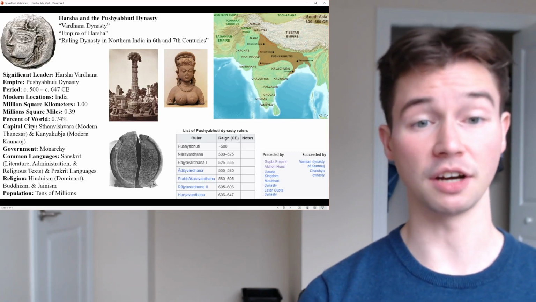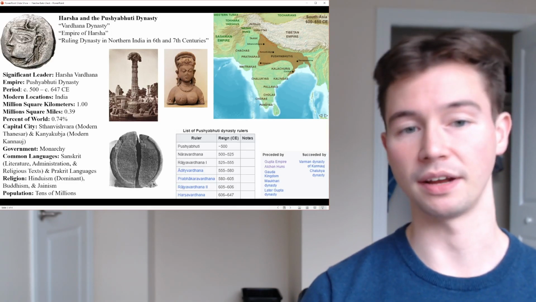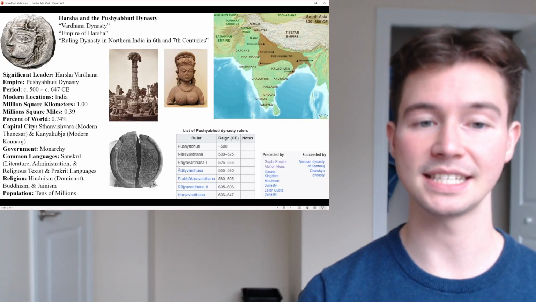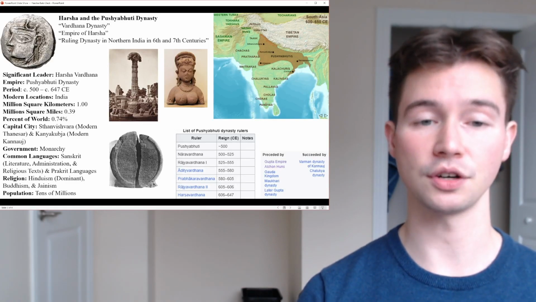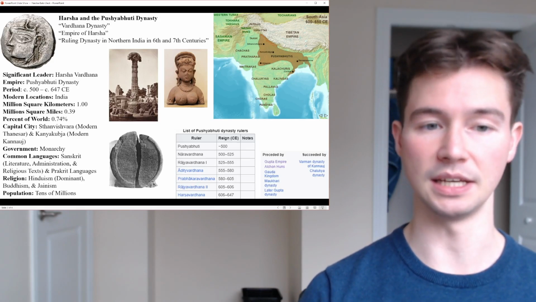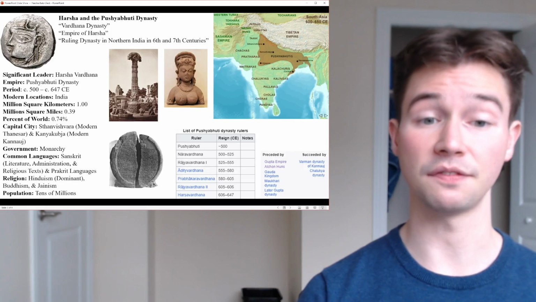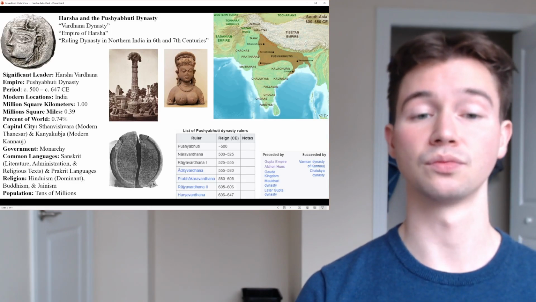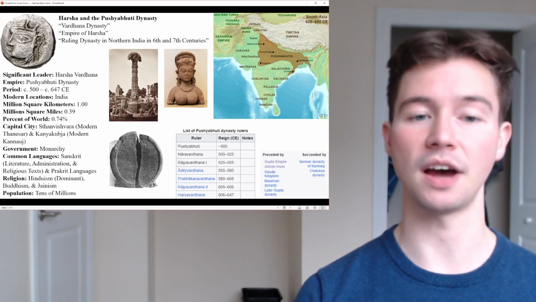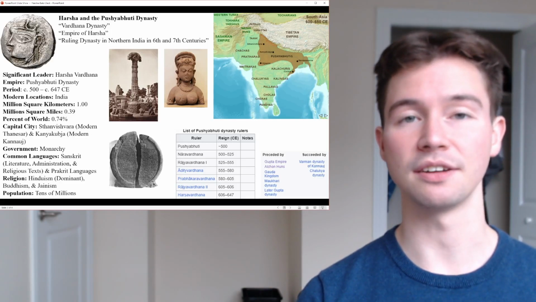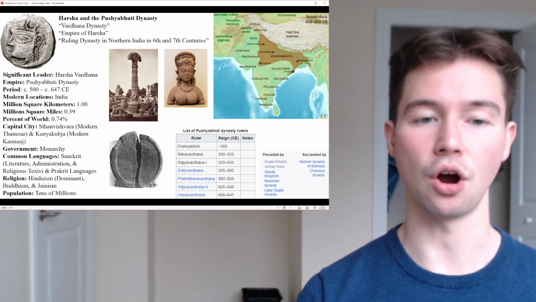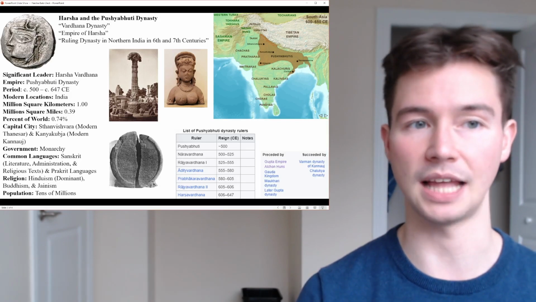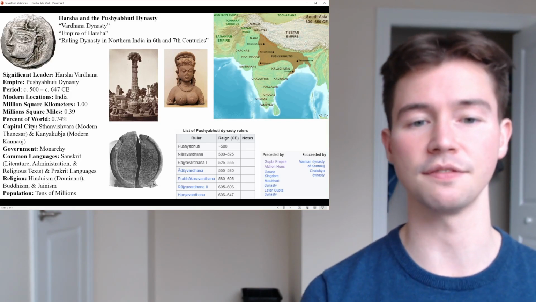For some additional information, a list of Pushyabhuti Dynasty rulers. Pushyabhuti reigned circa 500 CE, but little is known about him. Naravardhana reigned 500 to 525 CE. Rajyavardhana I reigned from 525 to 555 CE. Adityavardhana, 555 to 580 CE. Prabhakaravardhana reigned from 580 to 605 CE. Rajyavardhana II reigned from 605 to 606 CE, and Harshavardhana, the most famous, 606 to 647 CE, with the collapse or the fragmentation of the Pushyabhuti dynasty following after.